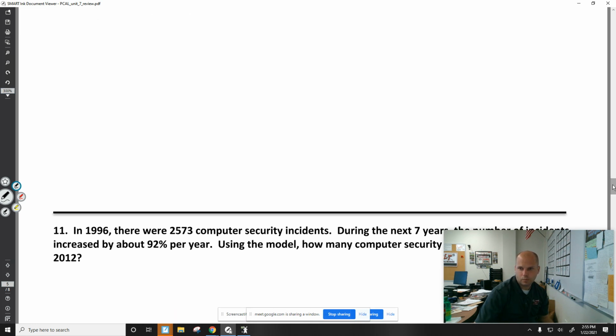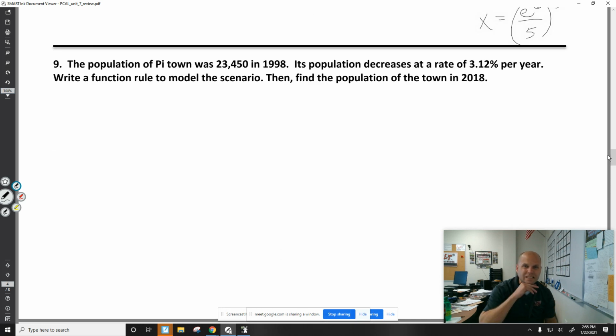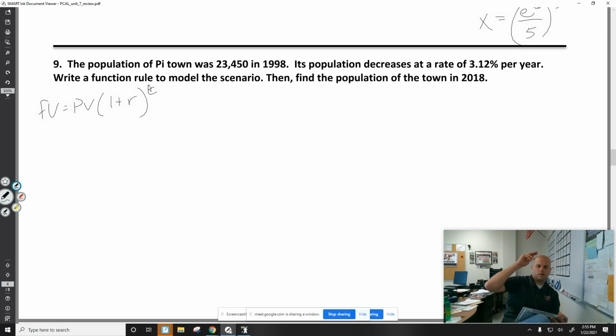All right. Word problems galore. All right, so we got our rule, kind of like future value equals present value times 1 plus our rate divided by the compounding, to the years times the compounding. We're just talking about a yearly situation here, so I don't have to worry about dividing by the compounding and then times.